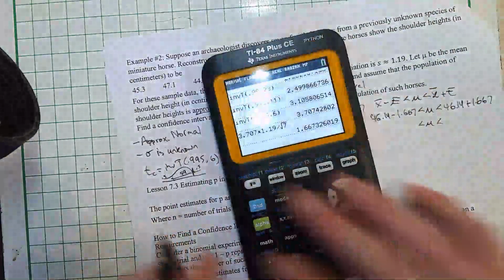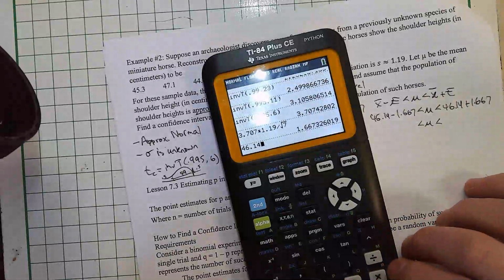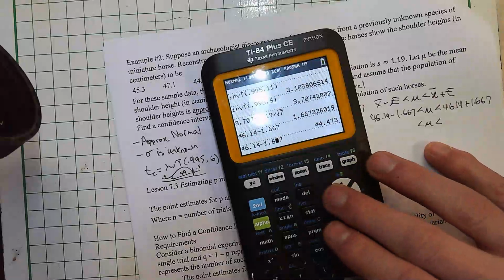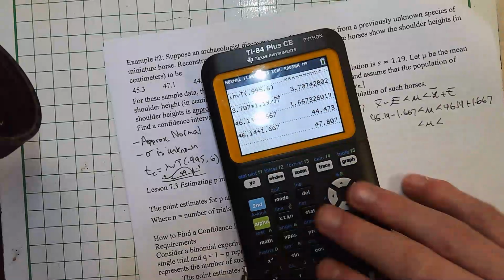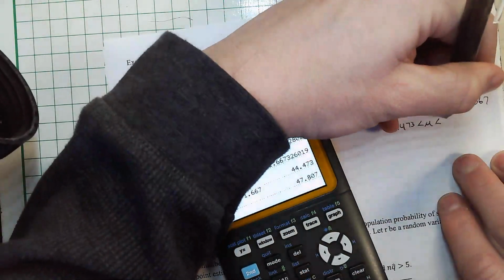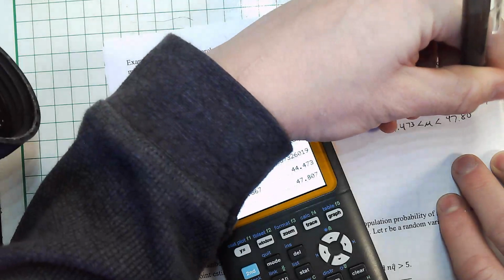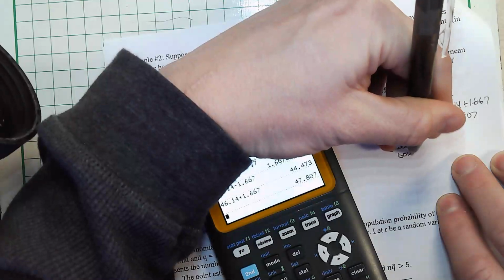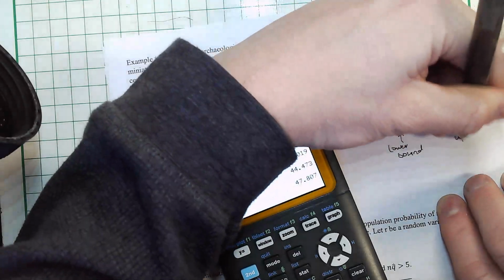Okay? So 46.14 minus 1.667, and 46.14 plus 1.667. So 44.473 is my lower bound, and 47.807 is my upper bound.